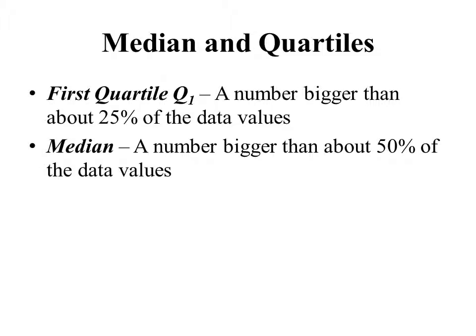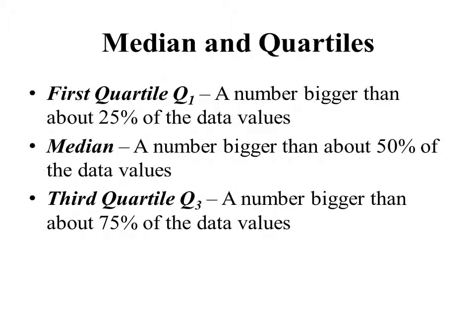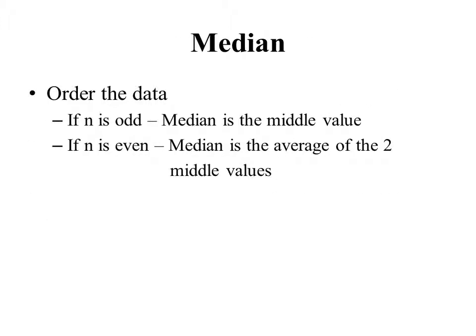Okay. The median, think of like a highway median. The median is right in the middle. And so the median data value is a number that's bigger than about 50% of the other data values. In other words, it's bigger than about 50%, which means it's smaller than about 50%, so it's right in the middle. The next is called the third quartile, denoted Q3. That's a number bigger than about 75% of the other data values.